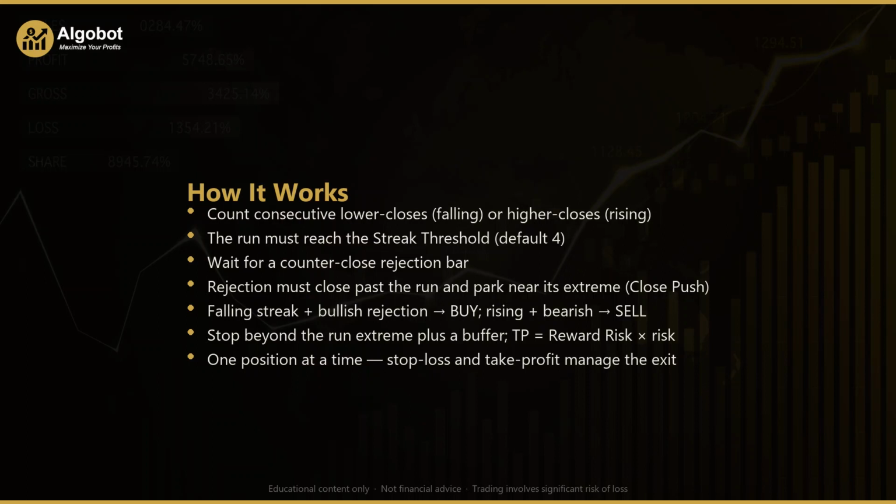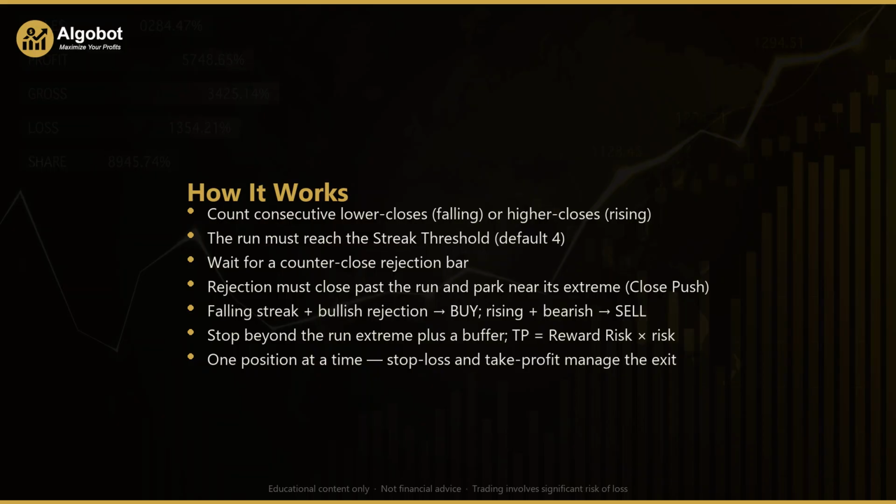The expert advisor only acts once per newly closed bar, so it isn't reacting to every tick. It makes a single decision when each candle completes. It also trades just one position at a time. If a trade is already open under its magic number, it simply waits, letting the stop loss and take profit manage the exit. When a fresh bar closes, the strategy first looks backward and counts the run. It walks back through the candles, counting how many consecutive lower closes or higher closes have printed, up to a hard cap of 60 bars.